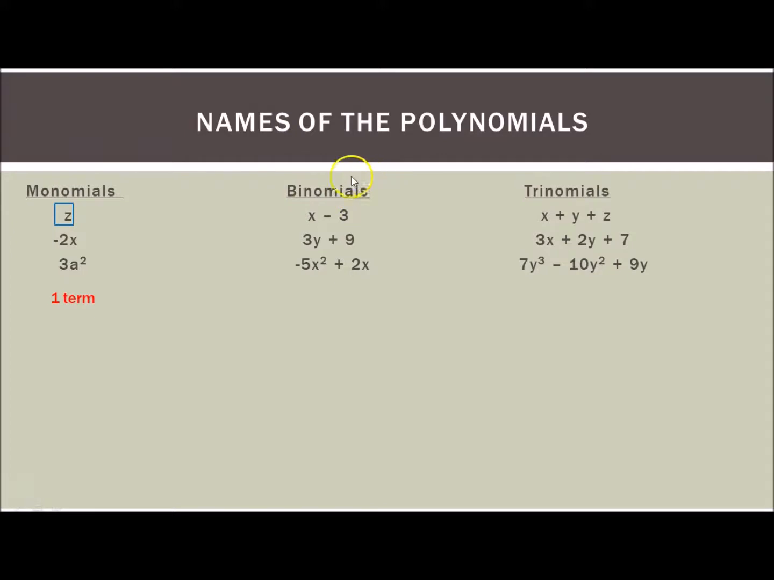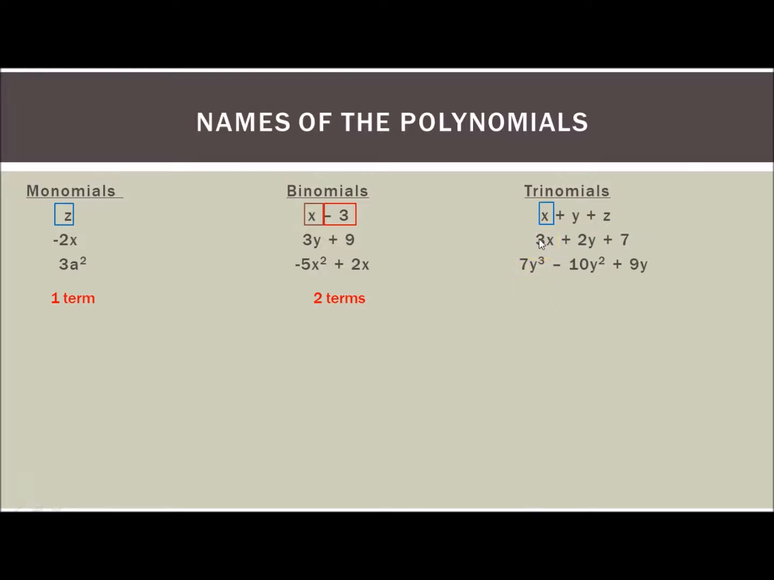Binomials right here have two parts, and so there are two terms. If you look at 3y right there, that's one term, plus 9 is the second term. I also have negative 5x squared, that's one term, and then plus 2x is the second term right there. We also have the trinomial, which has, in this case, three parts.